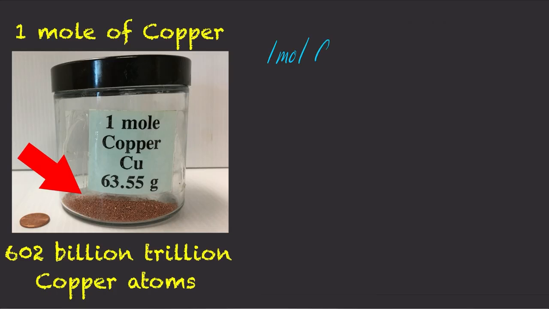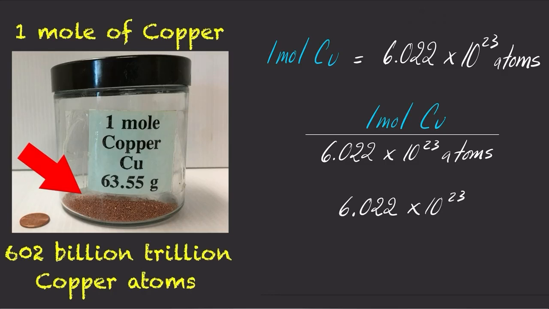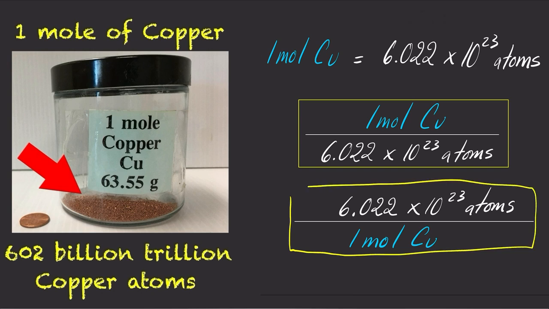So 1 mole of copper equals 6.022 times 10 to the 23rd atoms, which we can write as 1 mole of copper over 6.022 times 10 to the 23rd atoms, or 6.022 times 10 to the 23rd atoms over 1 mole of copper. And we can also use these ratios as conversion factors.